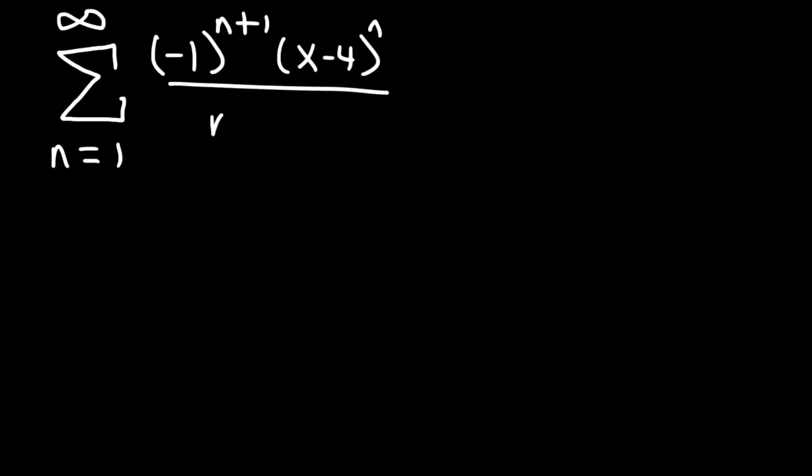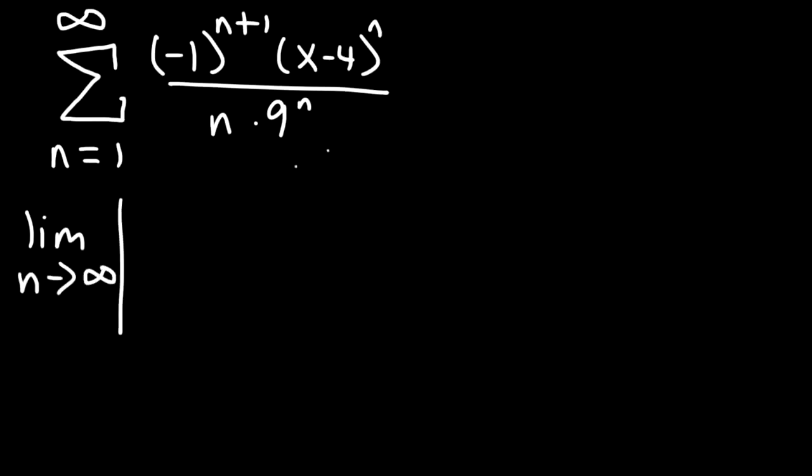Consider the power series from n equals 1 to infinity of negative 1 raised to the n plus 1 times x minus 4 raised to the n divided by n times 9 raised to the n. So go ahead and determine the radius and the interval of convergence for this power series. So let's start with the ratio test.